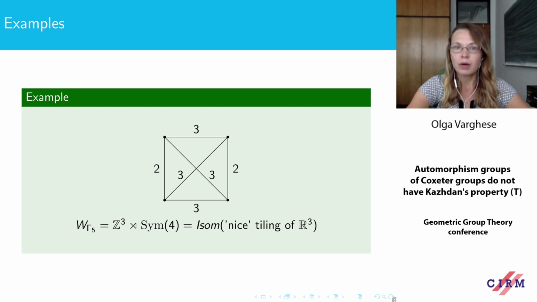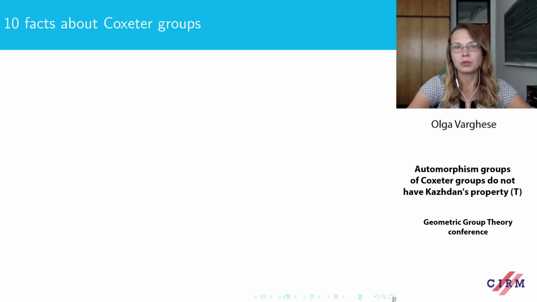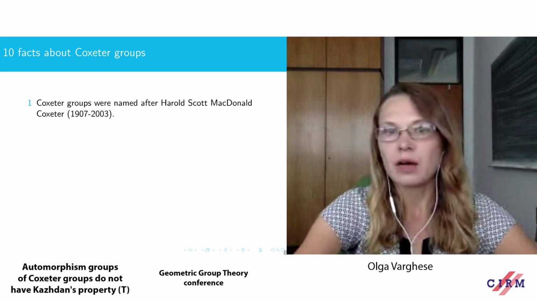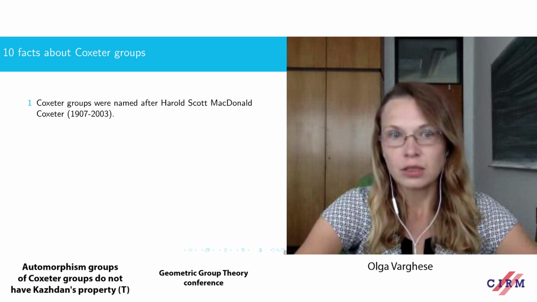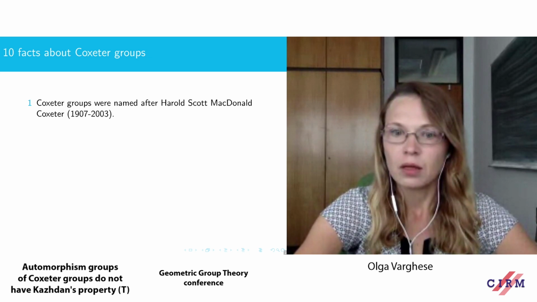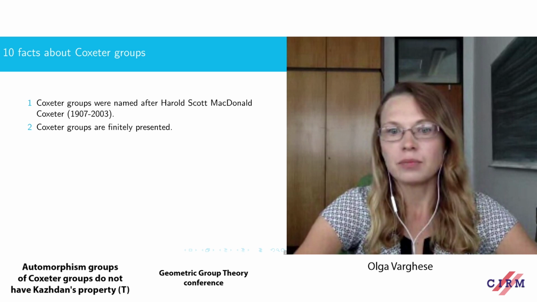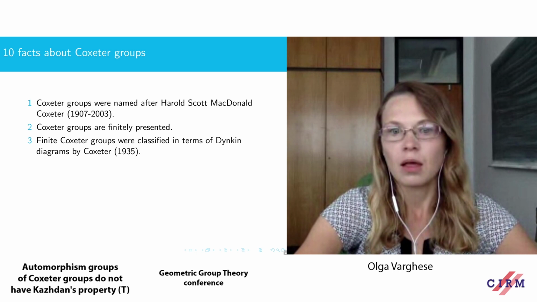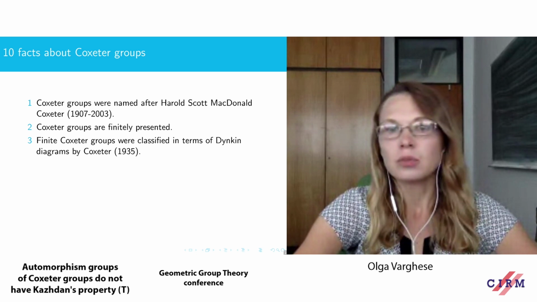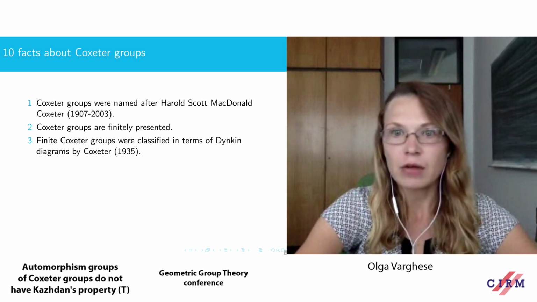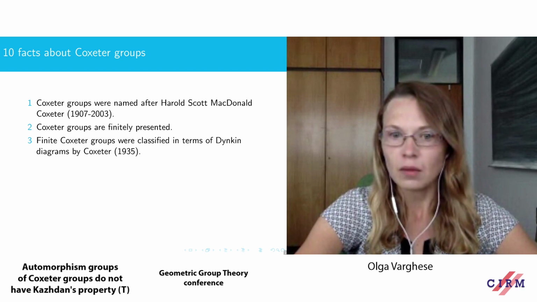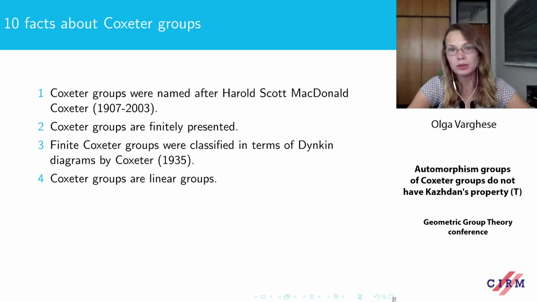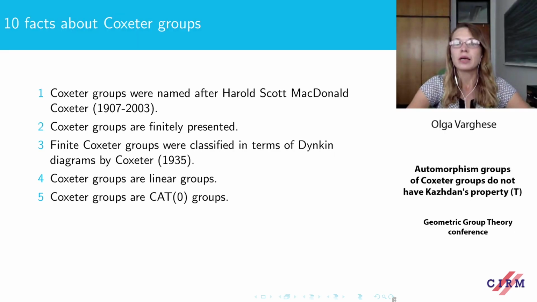Let's talk about properties of Coxeter groups. Coxeter groups were named after Harold Scott MacDonald Coxeter. It is obvious that Coxeter groups are finitely presented. Finite Coxeter groups were classified in terms of Dynkin diagrams by Coxeter. Coxeter groups are linear groups. Coxeter groups are CAT(0) groups.